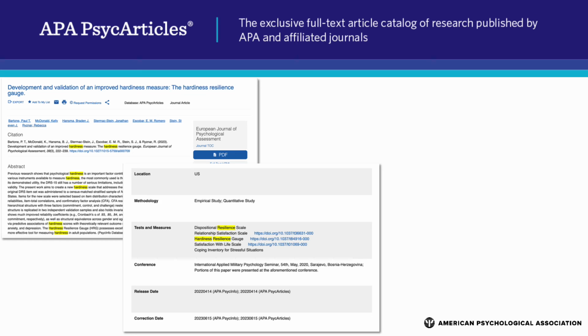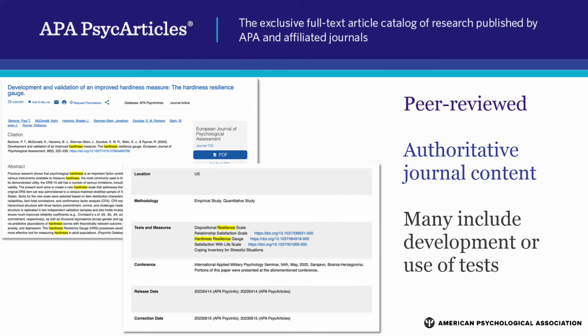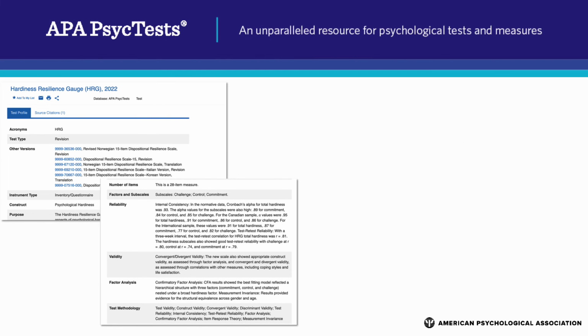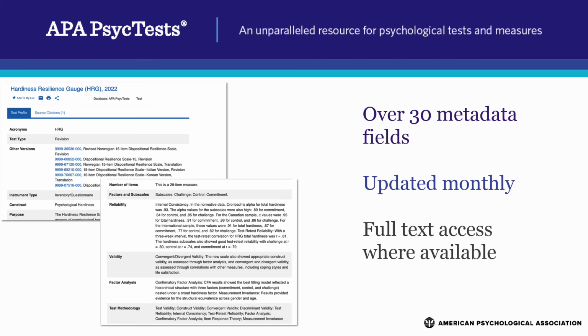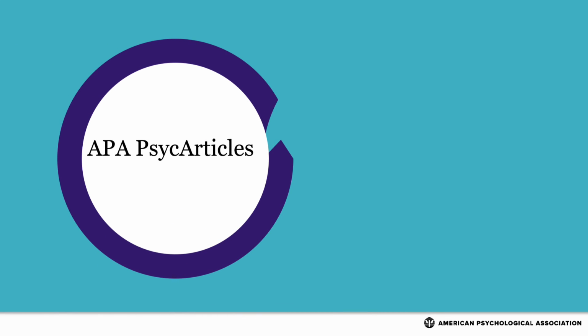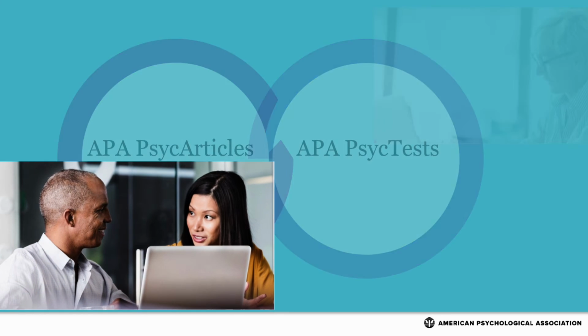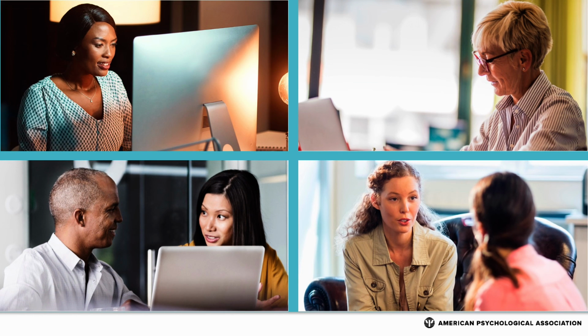In summary, APA PsycArticles consist of peer-reviewed, authoritative journal content, some of which includes the development or use of tests. From those tests and measures, APA PsycTests develops comprehensive records with over 30 metadata fields updated monthly, with full text access where available. Because APA PsycArticles and APA PsycTests link to each other, researchers, educators, and students benefit from a streamlined way to discover, analyze, and use full-text resources at any point within these APA research databases.